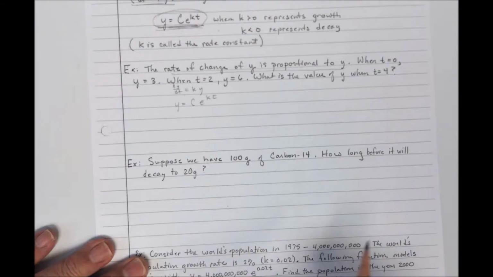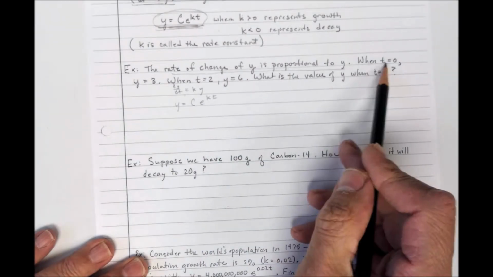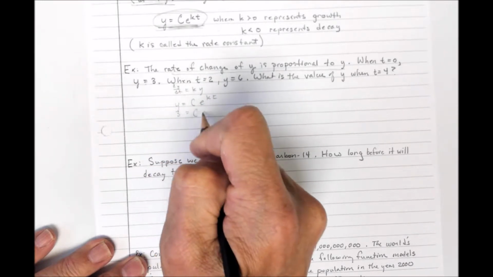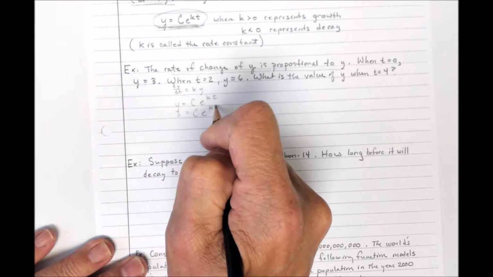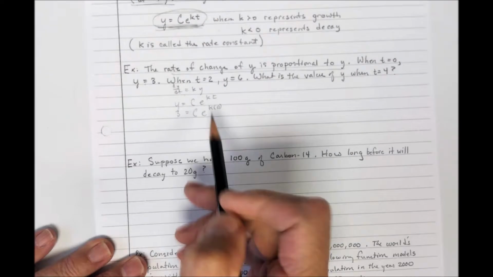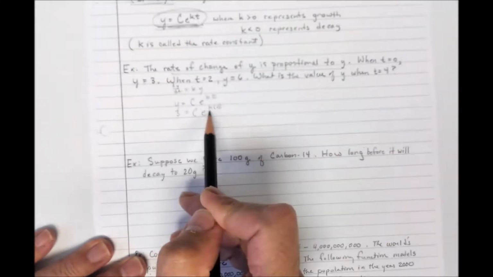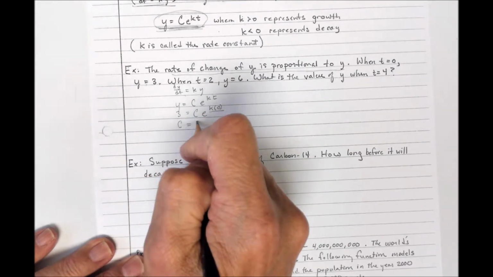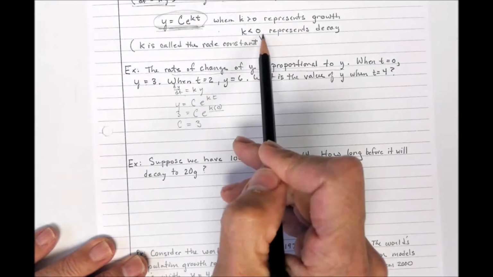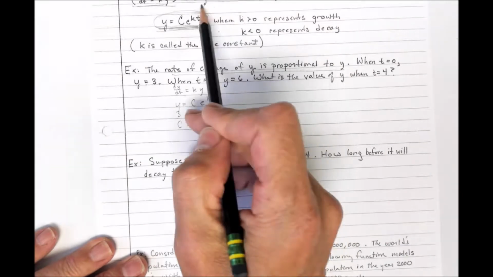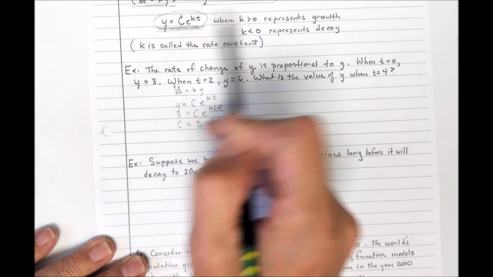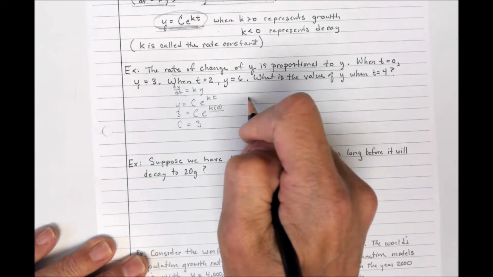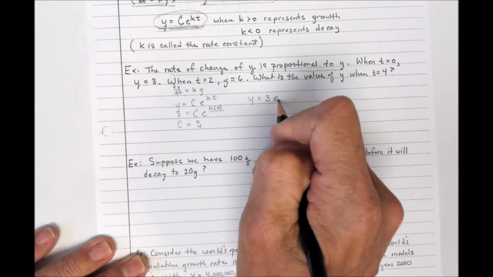Now it says here that when t is 0, y is 3. So I plug in. When t is 0, y is 3. Well, of course, this is just going to be 0. e to the 0 is 1. c is equal to 3. That's my initial amount. That's what it was talking about back here. y is c. That's this guy right here when t is 0. So c in this case turns out to be 3. That gives me y equals 3e to the kt.